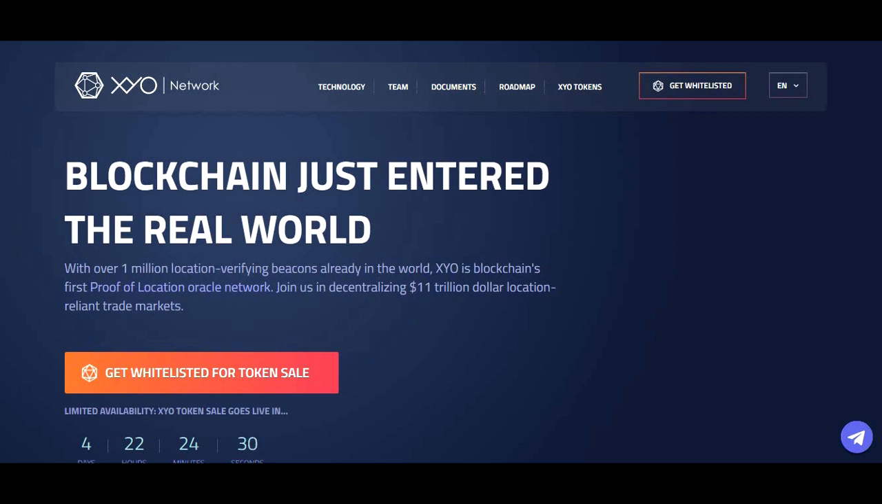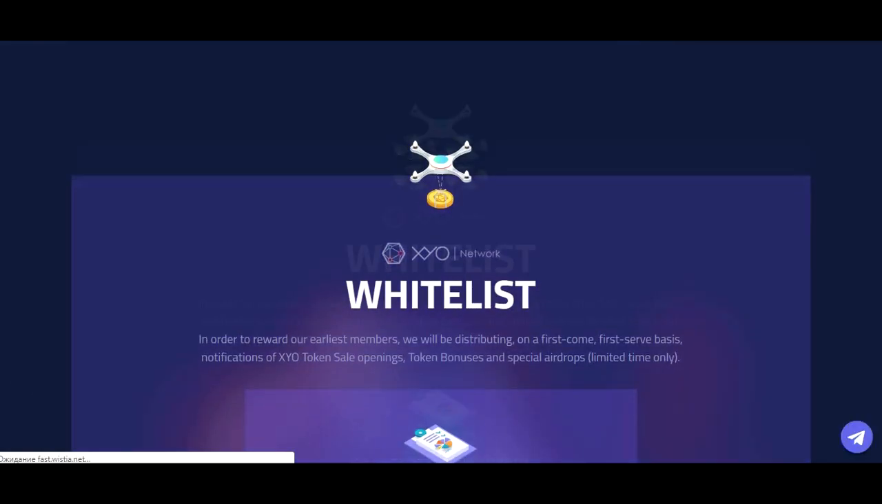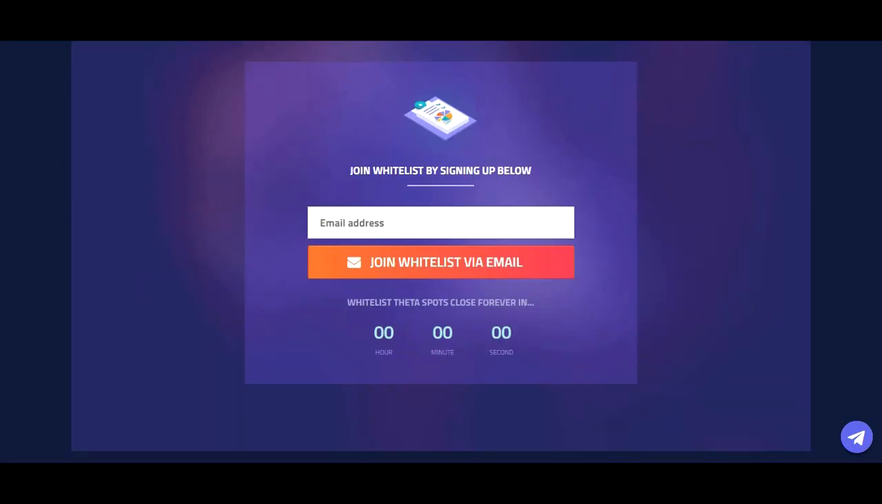So when we are on the main page of this platform, we could choose one of these available languages, but there is no other available language but English. So we stay here as it is shown, and we can see also that we have enough time to get whitelisted for the token sale. It's a little bit less than 5 days left. It's a very ordinary and simple process of registration. We just have to enter our email address and press the button Join Whitelist.